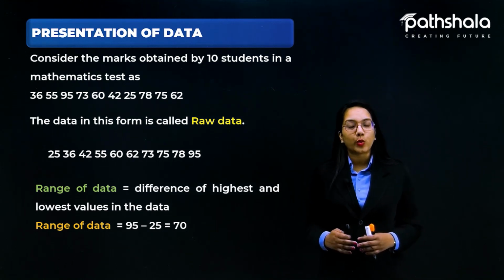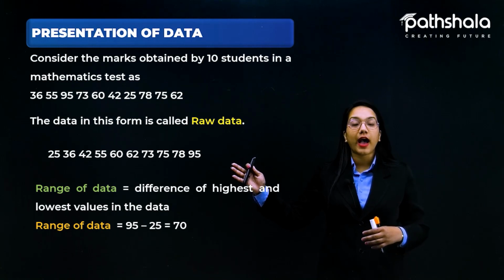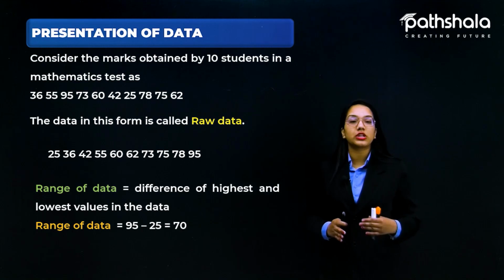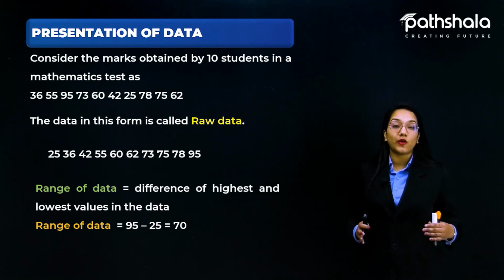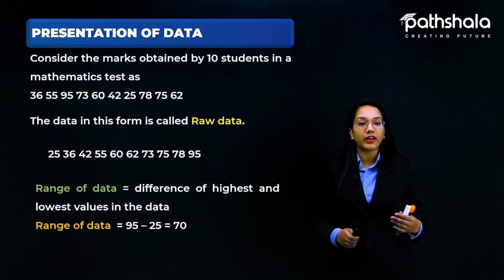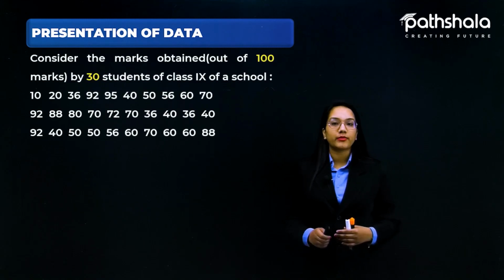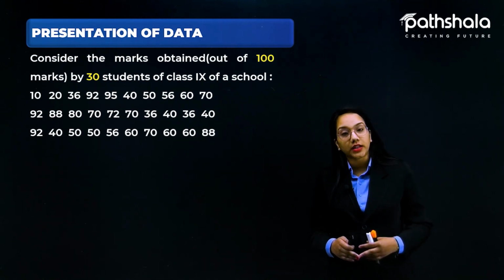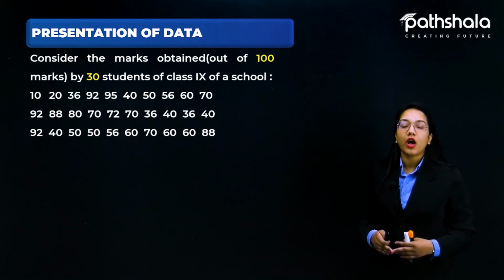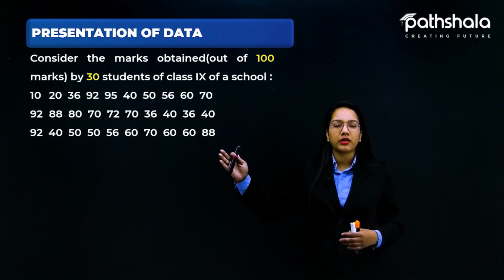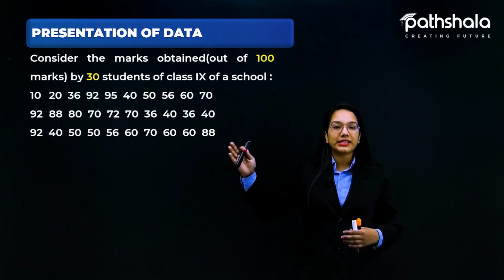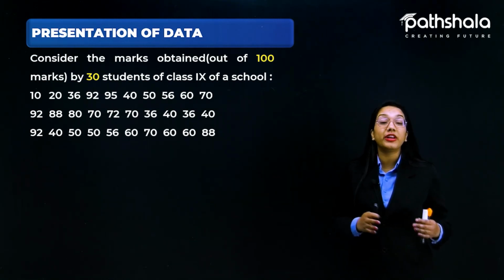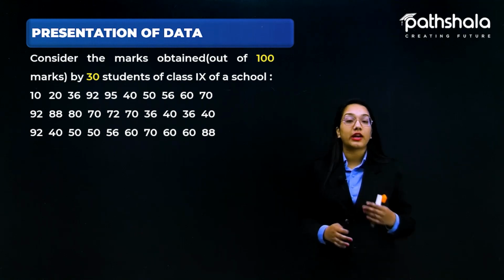But suppose that rather than this small data, we have a large amount of data. It is quite a tedious task to arrange the data in an ascending or descending order. So how can we deal with that kind of data? Let's see. Suppose we take another example, with the marks obtained out of 100 by 30 students of class 9th of a school, and these are the marks that we have. You can see that this data is definitely much larger than the previous one. So how can we deal with such data?